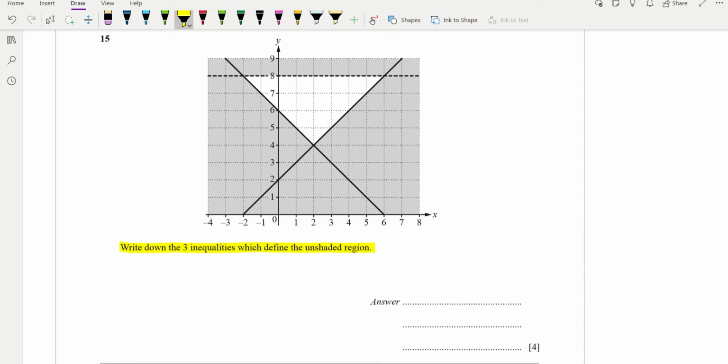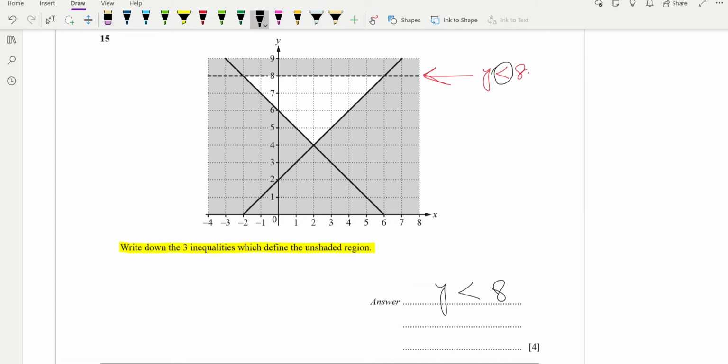So if we check this dotted line, I will indicate this one. This dotted line is y is less than 8. So our first answer will be y is less than 8. Only less than we are using because it's a broken line, it's a dotted line, it's not a solid line.